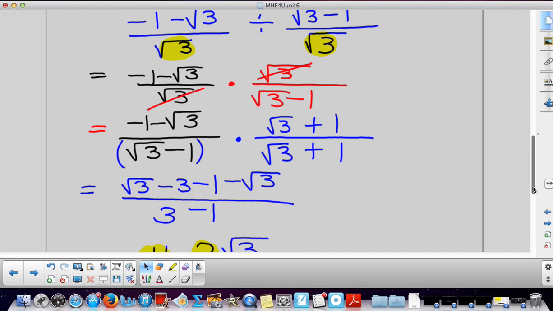What do you mean? Where's the 2 root 3? Oh, sorry, this should have been a negative root 3.